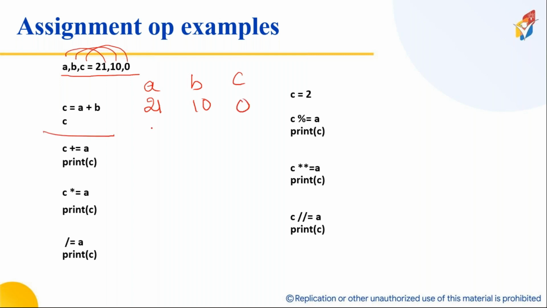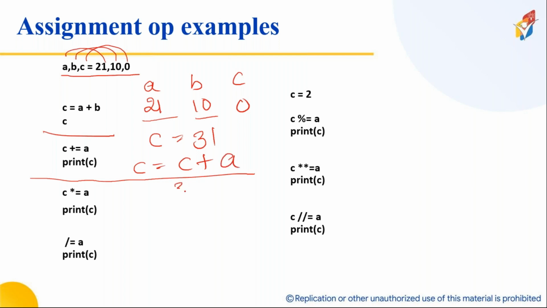What is my expression? Can you please tell me? Now, what is the C value? C equal to 21 plus A, 31. Now, how will this be evaluated? C equal to C plus A. C value is 31. Now, A value will be 21. What is the value currently? 52. Okay? 31 plus 21 is 52.